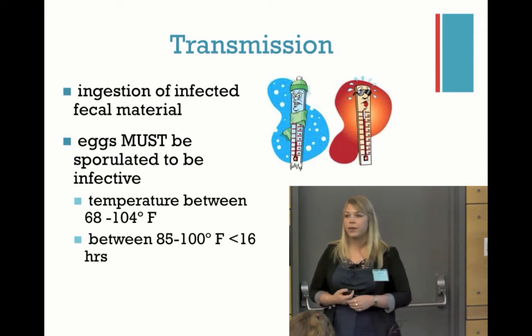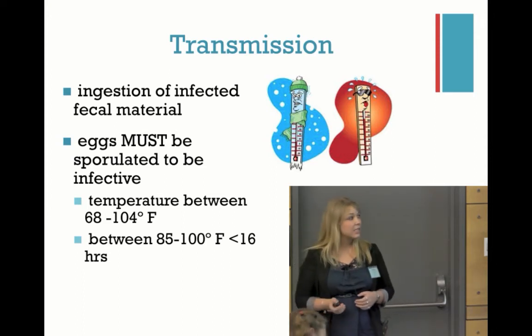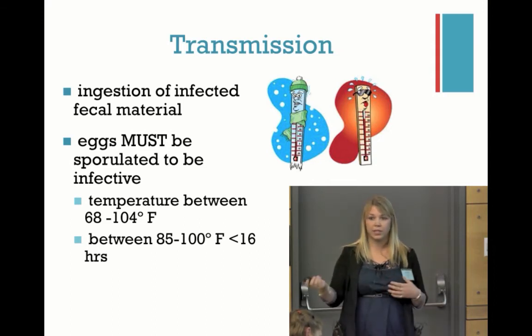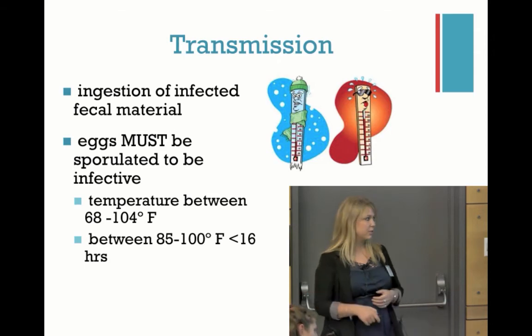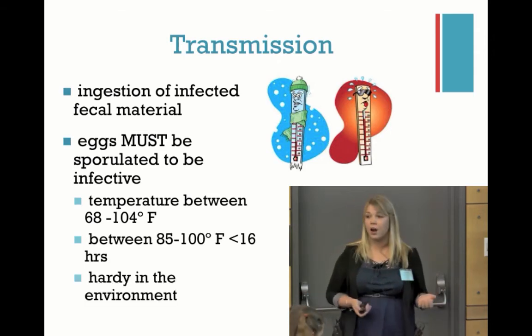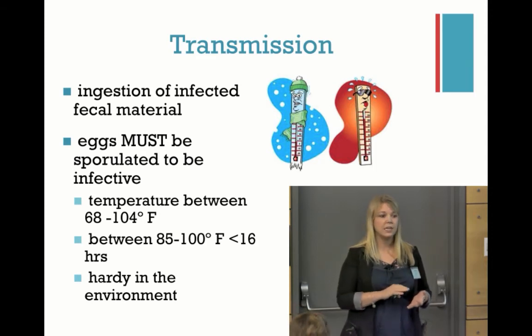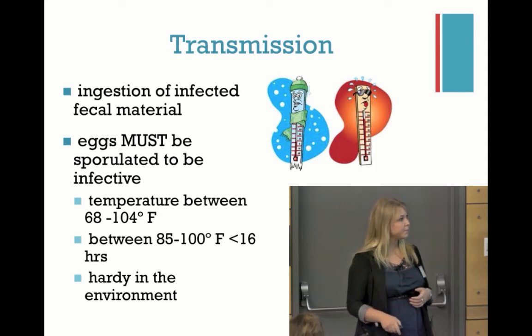The optimal temperature range that they sporulate the fastest in is 85 to 100 degrees Fahrenheit. And they can sporulate in less than 16 hours in those conditions. Sometimes it'll take longer if they're outside those temperature ranges. They're very hardy in the environment. Like I said before, the eggs are really resistant to disinfectants and cleaning, so you have to be aware of that.